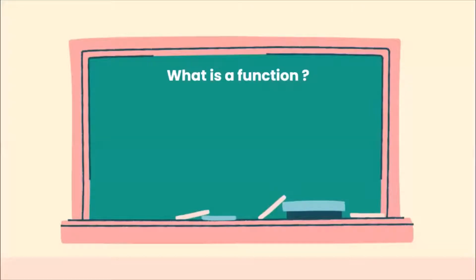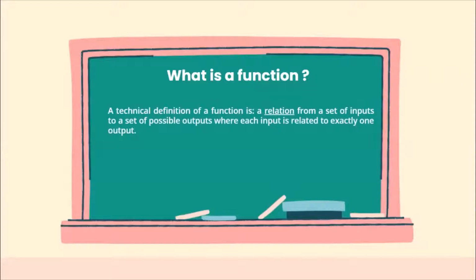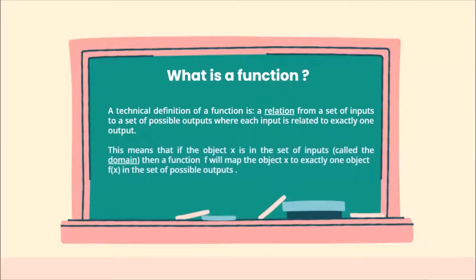So, what is a function? A technical definition of function is a relation from a set of inputs to a set of possible outputs, where each input is related to exactly one output. This means that if object x is in the set of inputs, called the domain, then the function f will map the object x to exactly one object f(x) in the set of possible outputs.